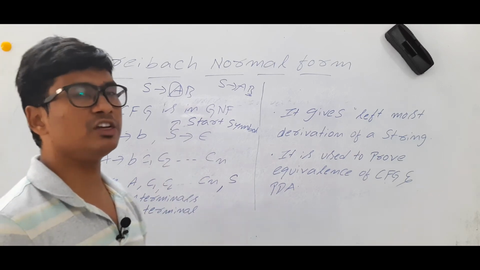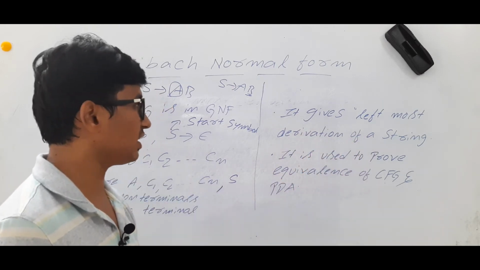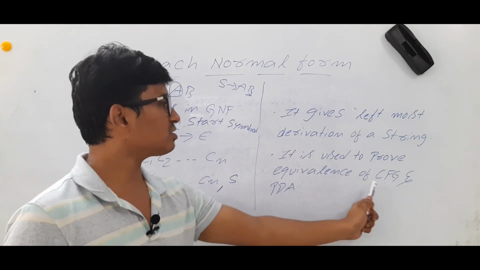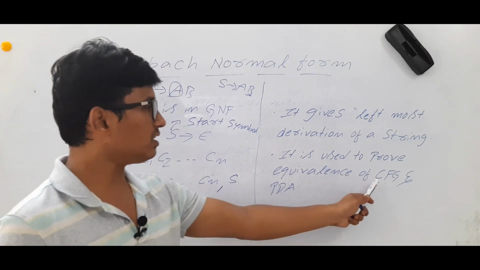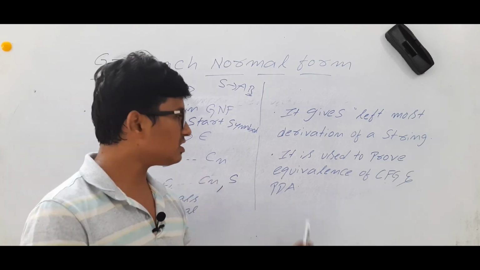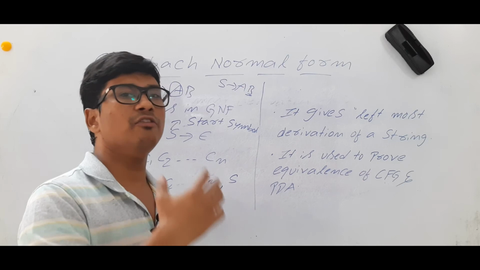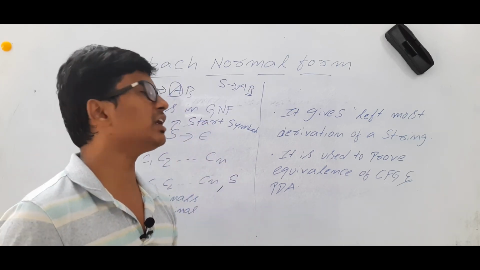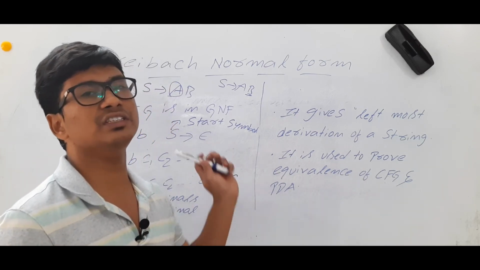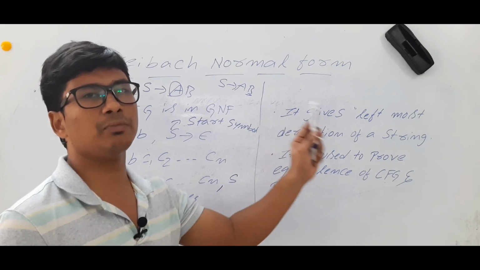So this GNF is always useful for us to generate the leftmost derivation. Is it clear? It gives the leftmost derivation of a string. Another important use of the GNF is that it is used to prove the equivalence of CFG and PDA. CFG is context-free grammar, and PDA is pushdown automata. For a given context-free grammar, we can construct a pushdown automaton, or from a given pushdown automaton, we can find the equivalent context-free grammar. This can be done easily if your context-free grammar is in the form of GNF. Is it clear? So these are the two advantages of converting a context-free grammar to GNF form.